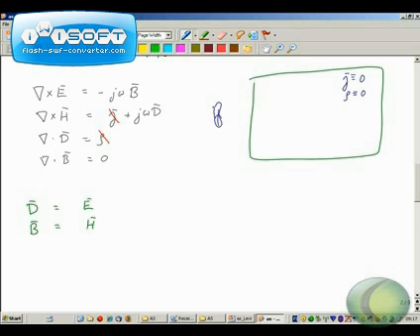Minus gradient E? D equals minus gradient E? What was that? Gradient. Okay, E is minus gradient of phi. That's true. So the gradient of the scalar, right?